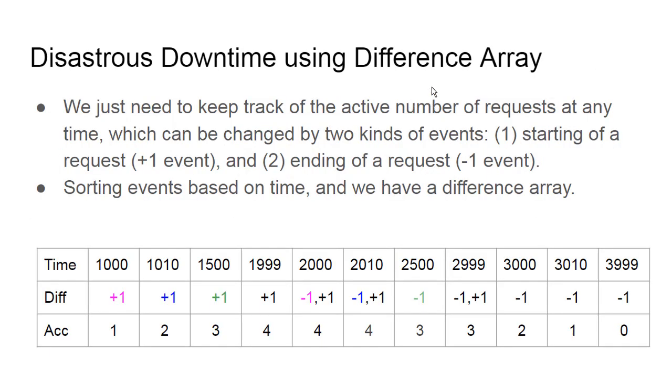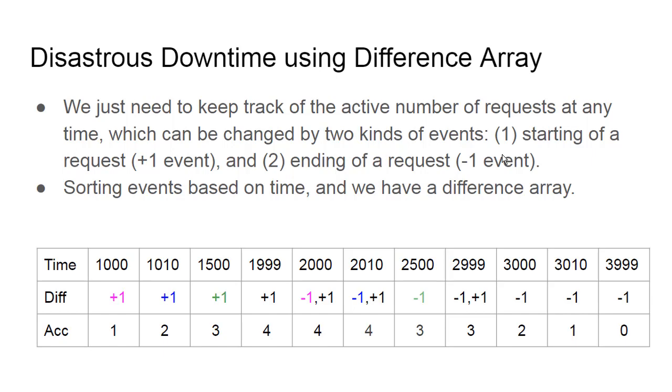So the key insight is we just need to keep track of the number of active requests at any time. And this number can be changed by 2 kinds of events: the starting of a request and the ending of a request. When a request starts, the number of concurrent requests will add 1. When a request finishes, the number of active requests will subtract 1. So we can represent each event as a time and whether it's a +1 or -1. Then we just sort all these events based on time. And then we essentially have a difference array.